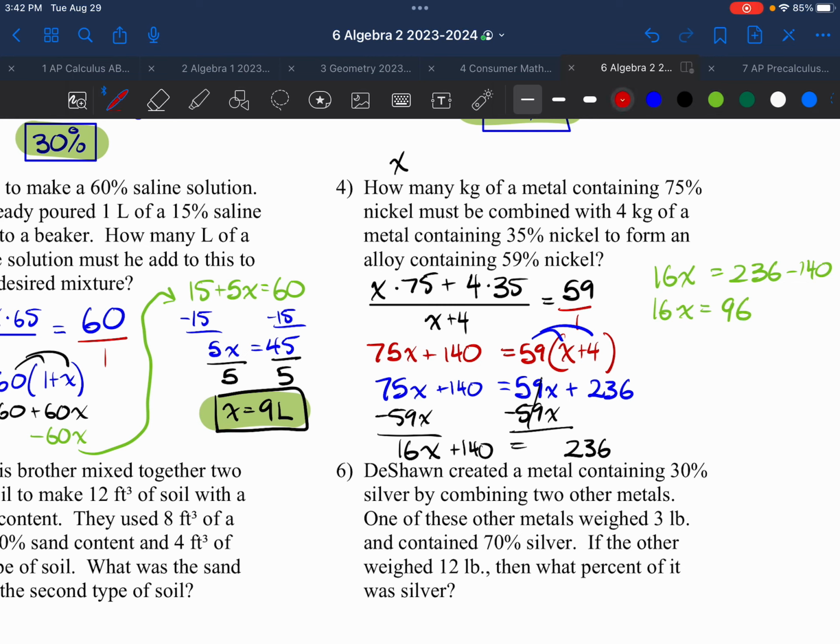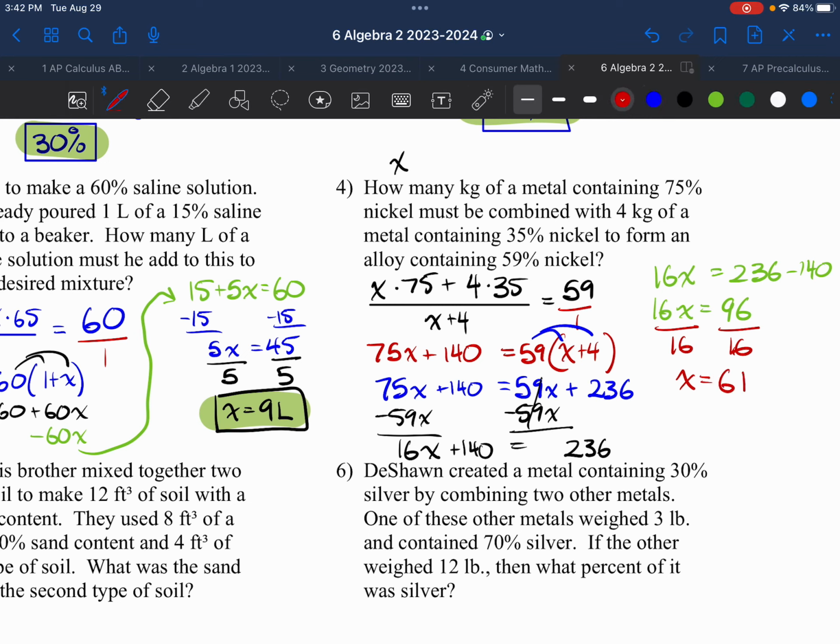I have to divide both sides by 16, divide by 16, and x is equal to, well, how would I do this? This is really close to 100. This is really close to 15. 15 times 6 is close to 100. Let's see, 6 and 6 is 30. Yeah, so it's going to be 6. It's going to be x is equal to 6.